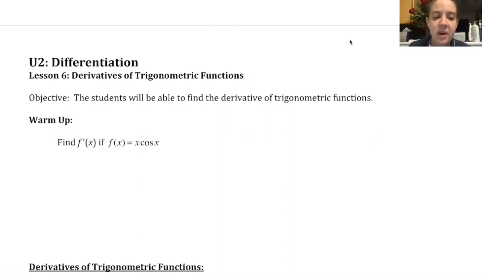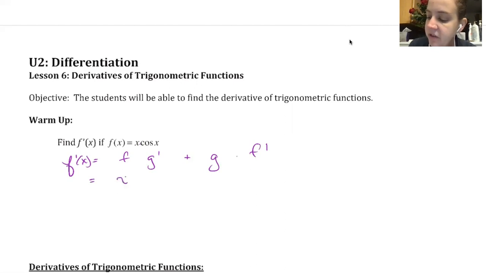Warm up, find f prime of x if f of x is equal to x cosine x. Now, don't forget that this is multiplication. This is x times the cosine of x. Thus, we have a product rule. So this is a good review of both a trig function and a product rule. So f prime of x is f g prime plus g f prime.